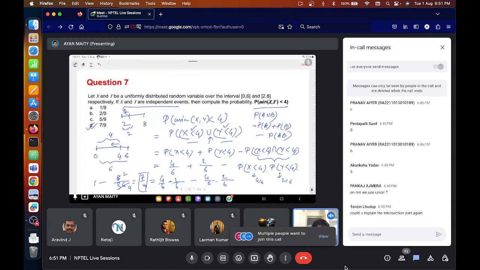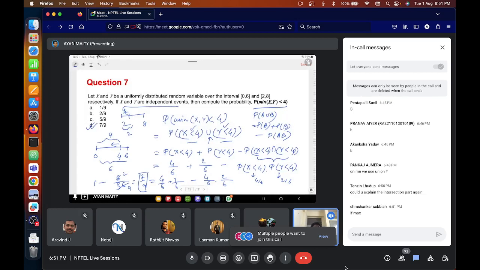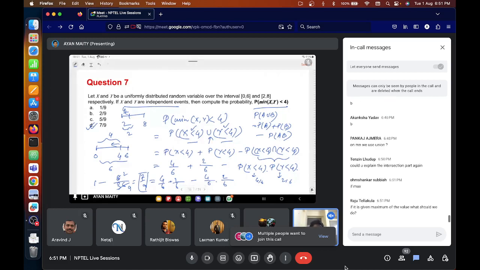Someone has written on min we use union. Yeah, in this case min of two variables less than 4 is the same as either of these two variables less than 4. If x is less than 4, then certainly the min has to be less than 4, isn't it? And even if y is less than 4, in that case also min of x and y has to be less than 4. We cannot use this for every case. Like if the question was min of x and y greater than 4, in that case we cannot use the union of those two events, but in case of min and less than, we can use this union.